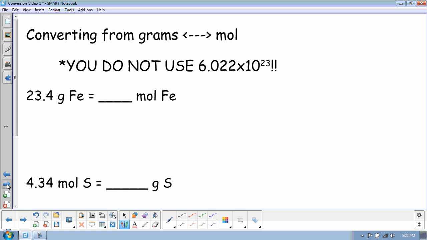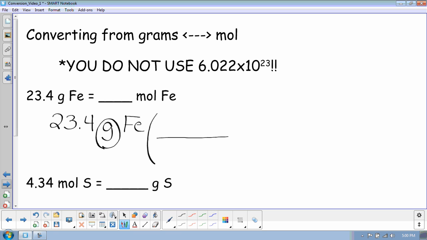As with any conversion question, we're going to rewrite the given number at the beginning. So 23.4 grams of Fe, Fe again being iron, as that's one we forget sometimes. So we're going to take this unit at the beginning and put it down here in the denominator in order to cancel it out. We're going to leave a space in front of the gram, and we're going to talk about where that gram number comes from. We're going to go from grams to moles. So where we finish is moles, and we're going to put moles here.